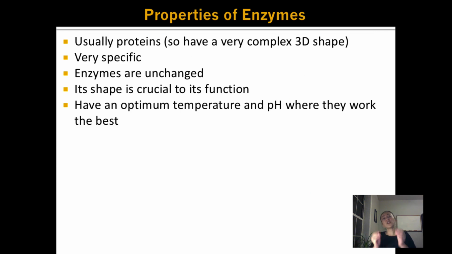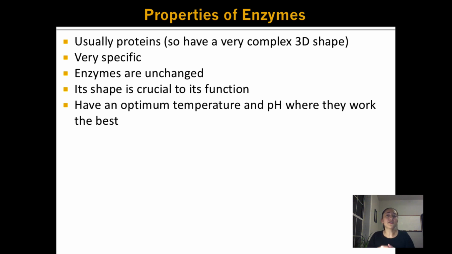So here I have a couple really important properties of enzymes that you should definitely know for the exam. Know that enzymes are usually proteins. This means they have a very complex 3-dimensional shape. If you alter that shape at all, the enzyme will not work. Enzymes are very specific, so they only work for 1 type of substrate. Enzymes are unchanged in a chemical reaction. So however many enzymes you start with, that's however many enzymes you're going to end with. They don't increase or decrease in the reaction.